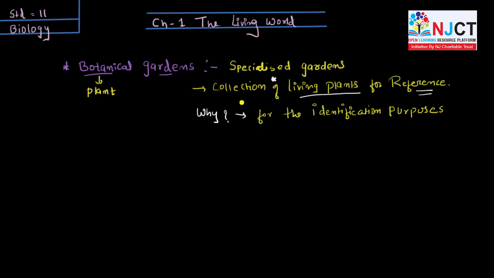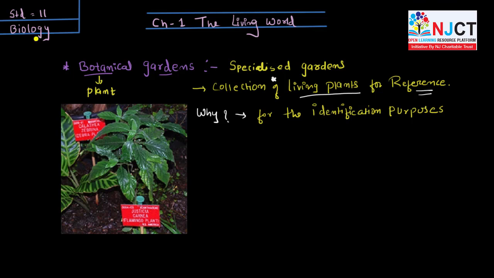So let's have a picture so you are going to get a good idea about that. So this is a picture. Now you can see it is very normal. You have seen this kind of plants in any garden. But what is different is this, right? You haven't seen this in your normal garden. And that is why it is a specialized garden, because you are collecting them for a reference purpose. So if you are collecting them for reference, why? For the identification purpose, remember.